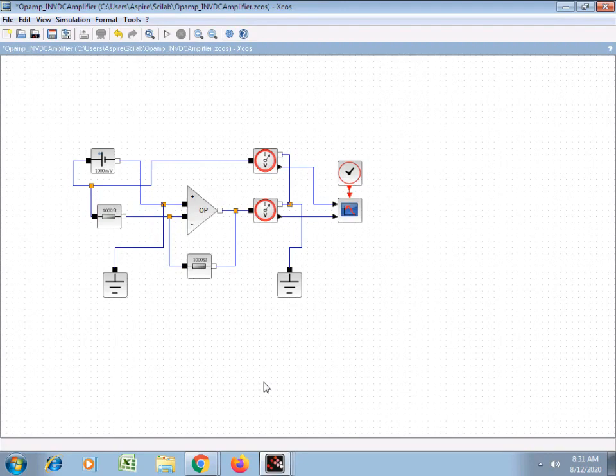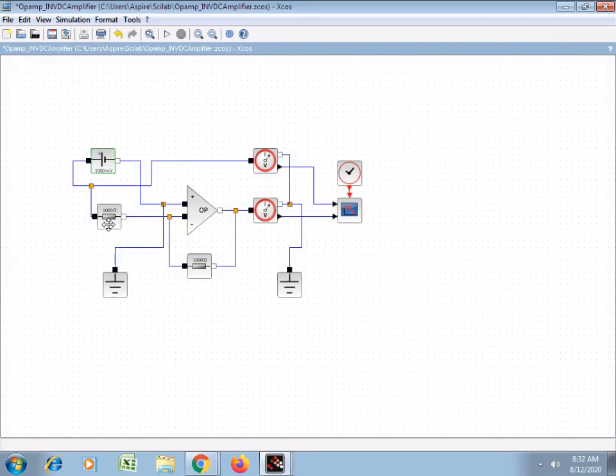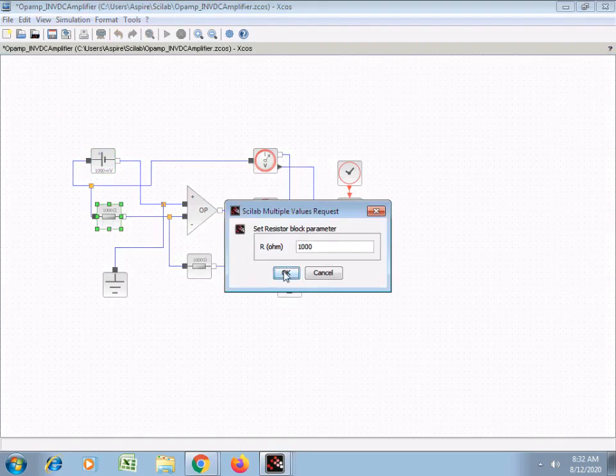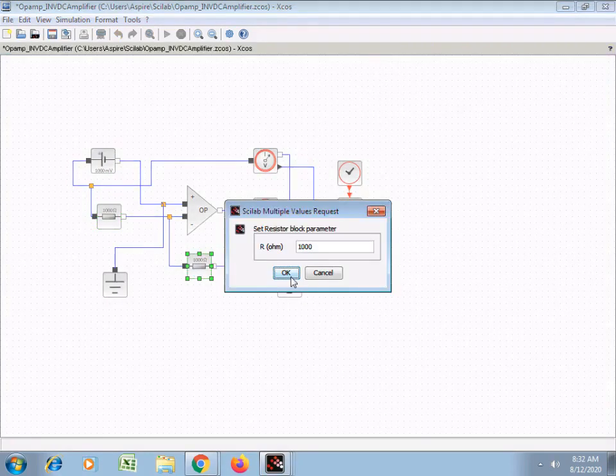The same circuit diagram for the inverting amplifier, but the connections are made in a different way. Here I have used the DC input for the amplifier instead of the sinusoidal voltage which we used in the earlier circuit. So the parameters: the 1 volt DC input, the resistance is set to 1 kilo ohm. This feedback resistance is also set to 1 kilo ohm.